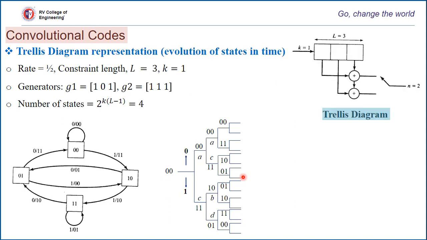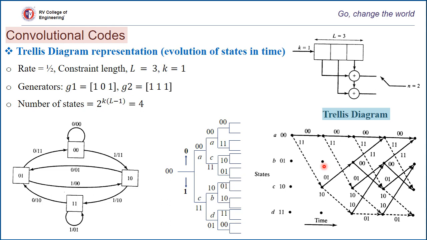Alternatively, you can also represent it using one of the famous types known as the trellis diagram. So this actually depicts the evolution of states in time. It is a kind of unbounded evolution itself, very similar to the tree diagram. You can make use of either the state diagram or the tree diagram to obtain the trellis diagram. The trellis diagram is very similar to the tree, but it represents the timestamps on the x-axis. Here, states are represented on the y-axis.